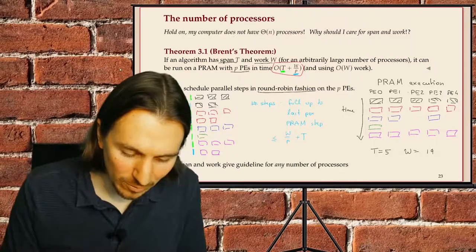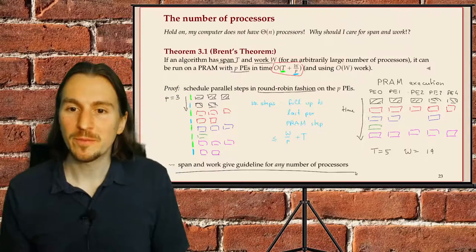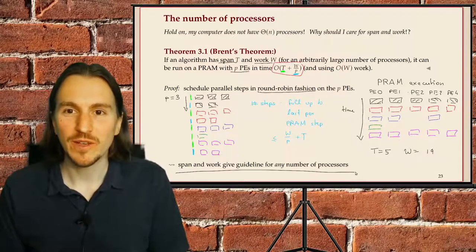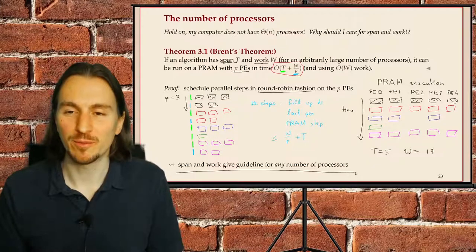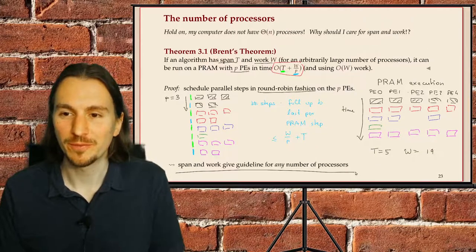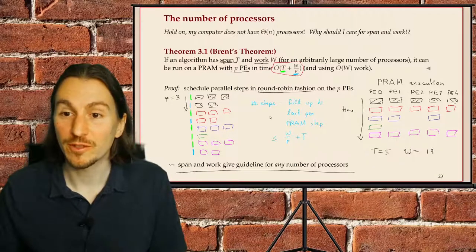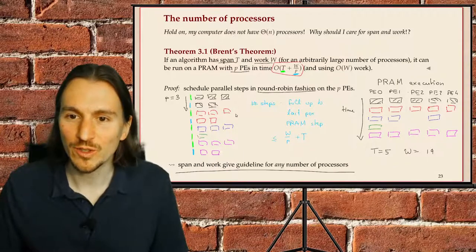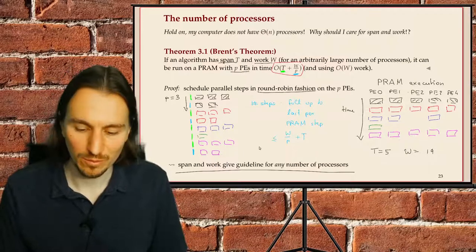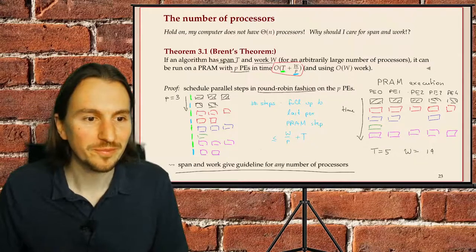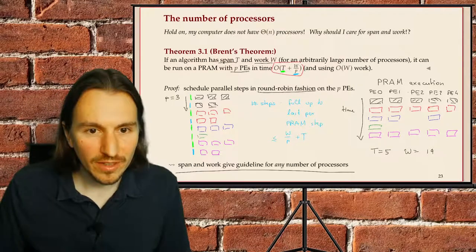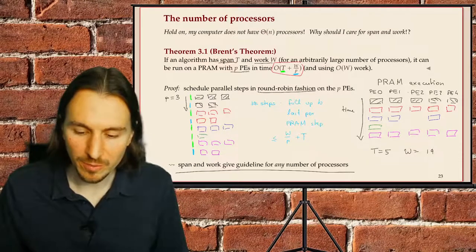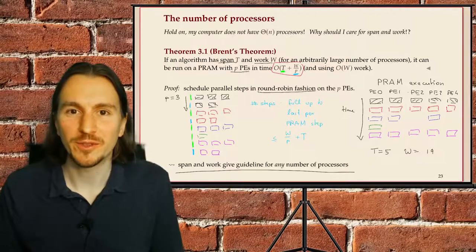So what this means is, if we're given work and span for an algorithm, we can actually estimate how long it would take to run it on a given computer with a given number of processors, just from those two numbers. And we could even transform such an algorithm into one that runs on such a machine by essentially simulating this proof idea in an algorithm. And that concludes this part on the model for parallel computation.